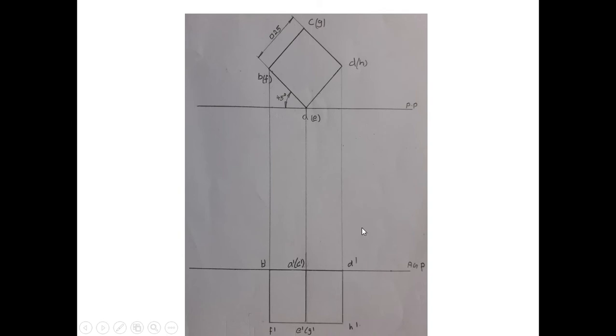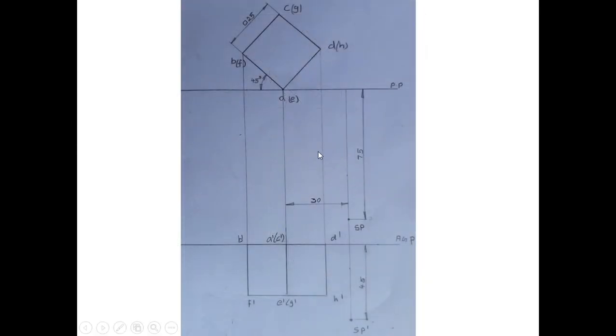Okay, now we have to draw the center plane. To mark the station point, it is given that the station point is 30 mm to the right. So from the geometrical center of the object, you mark 30 mm towards the right, then draw a line. Then it's also given that the station point is 75 mm in front of the picture plane, so you can mark the 75 mm in front of the picture plane.